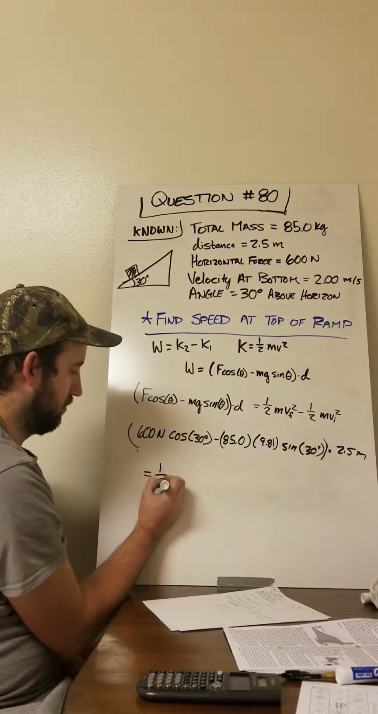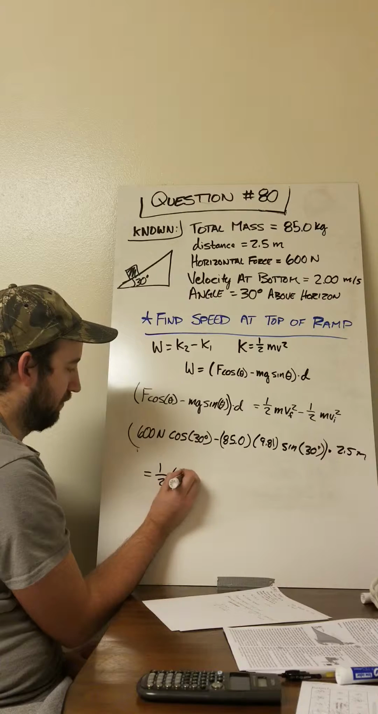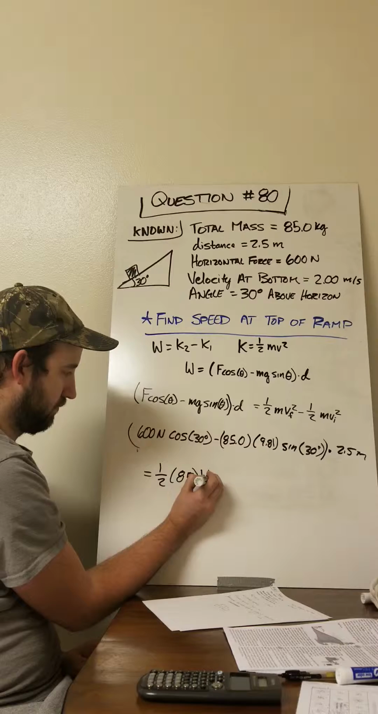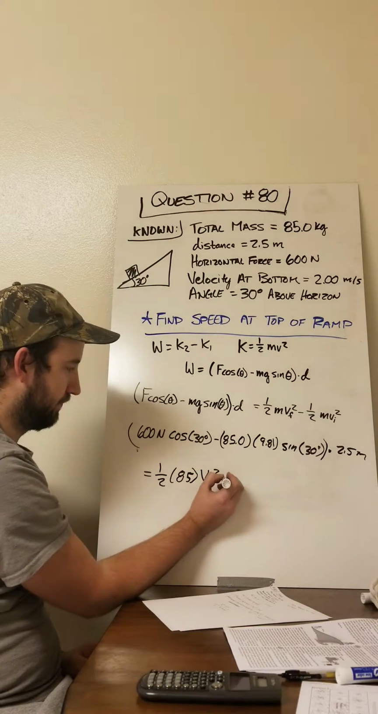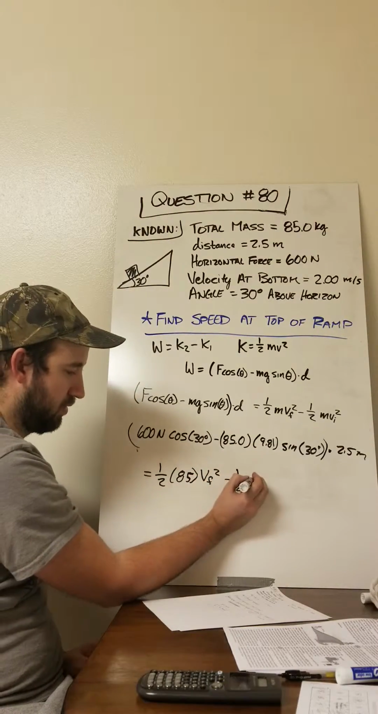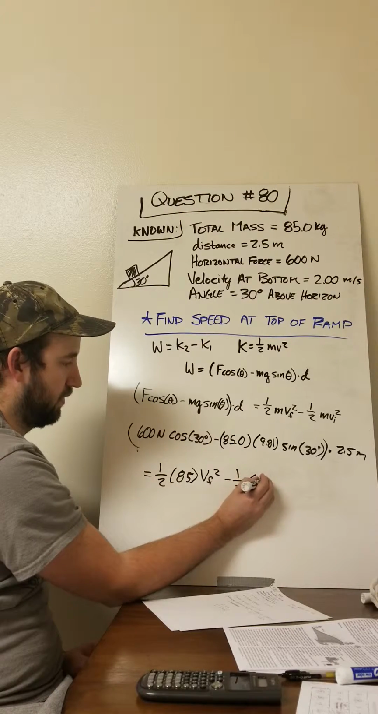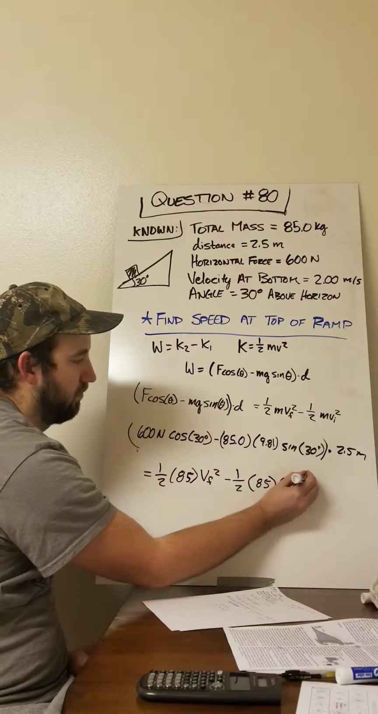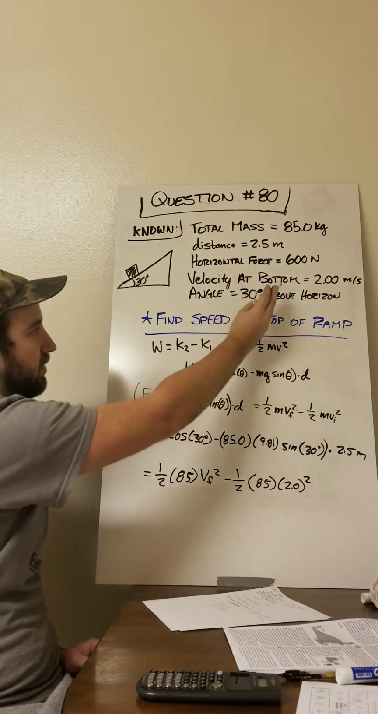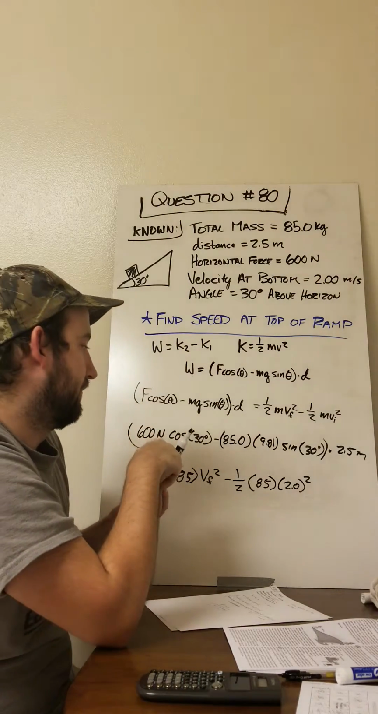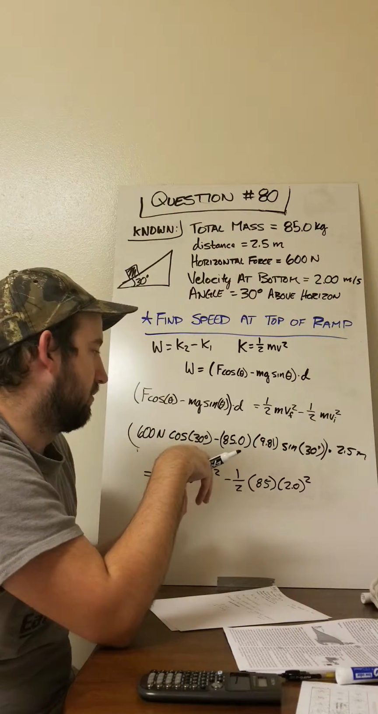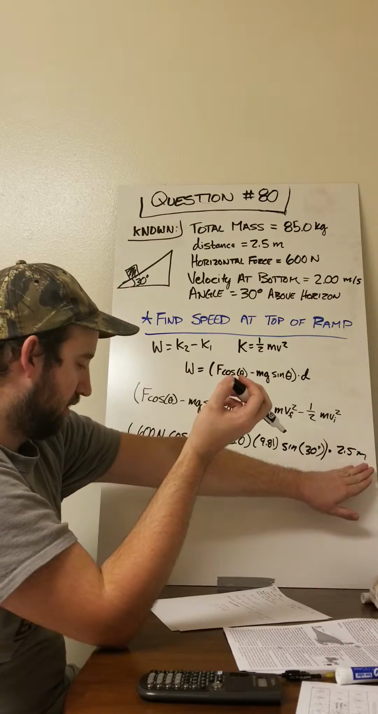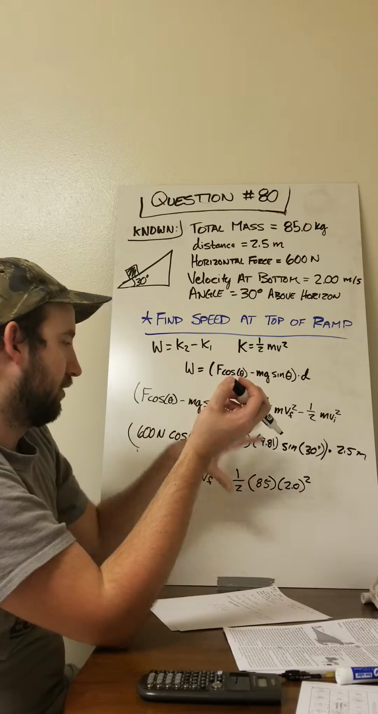1/2 times 85 times V_F squared minus 1/2 times 85 times 2.0 squared, because that was our initial velocity. And honestly, I just threw that in my calculator because it was so much that I just did all of this side and then solved it from there.